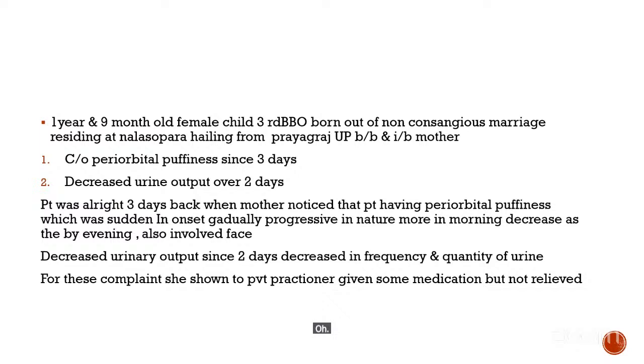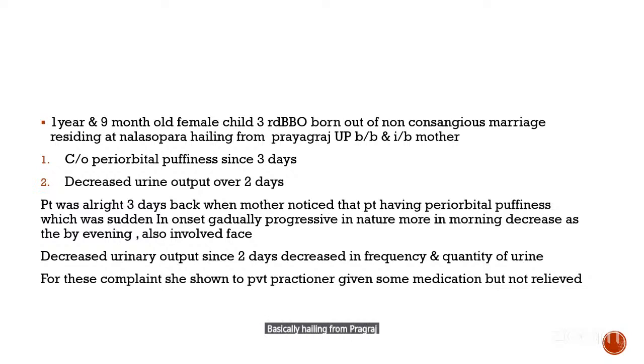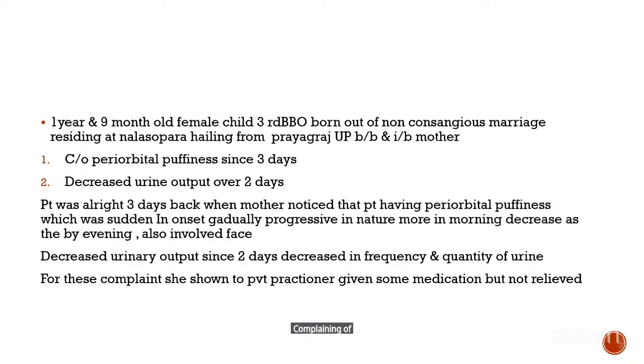1 year 9 month old female child, third by birth order, born out of non-consanguineous marriage, residing at Nala Supara, basically hailing from Prayagraj, UP, brought by and informed by mother, complaining of periorbital puffiness since 3 days and decreased urine output since 2 days.